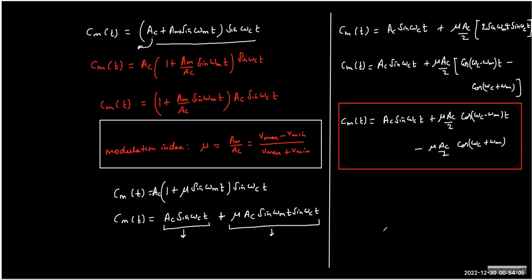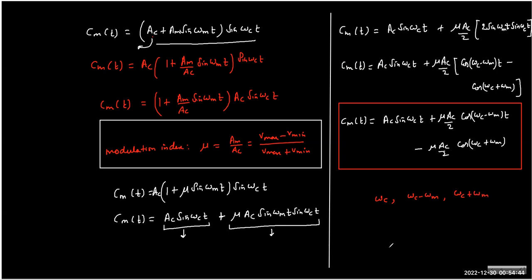There are three frequencies. Every product of sine or cosine functions, sinusoidal functions, leads to some extra terms. Those give you the component waves which are superimposed to create the modulated signal. So basically, there are three types of frequency: omega c, omega c minus omega m, and omega c plus omega m.